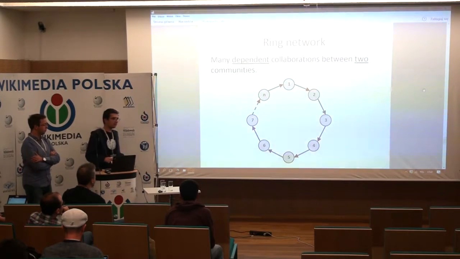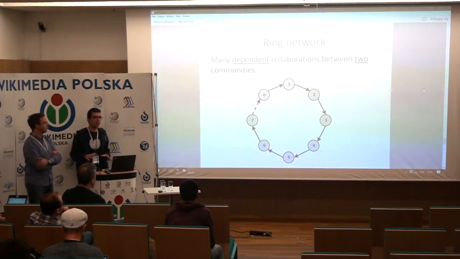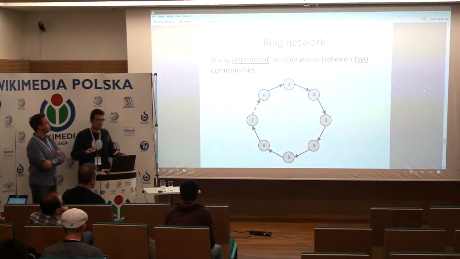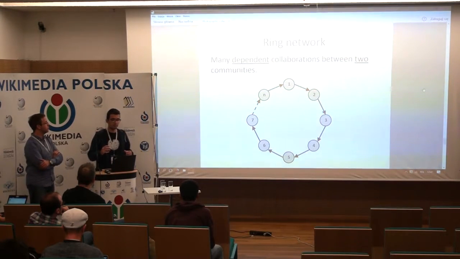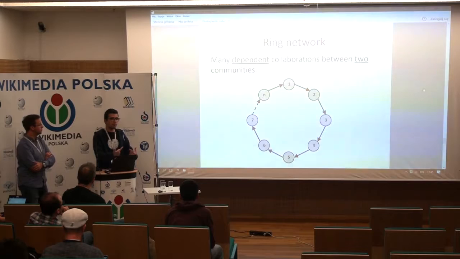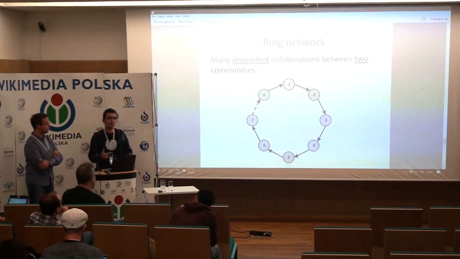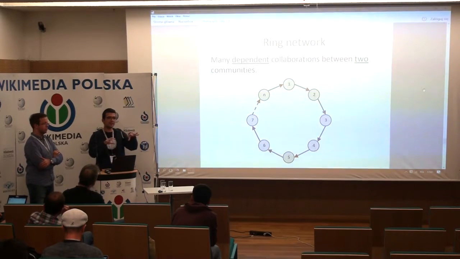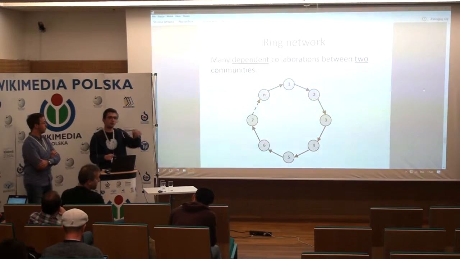The second one is called the ring network, in which we have many communities which are dependent. What does this mean? We have, for example, Poland promoting the Czech Republic, the Czech Republic promoting Slovakia, and Slovakia promoting Poland. So we have a ring of different communities in which everyone interacts by promoting the next one. And at the end, the ring closes, so the last one promotes the first one.